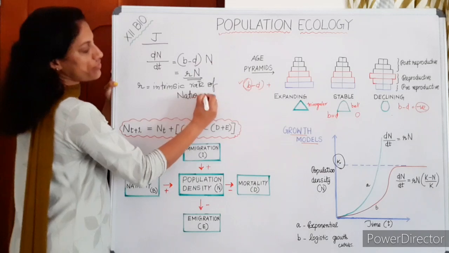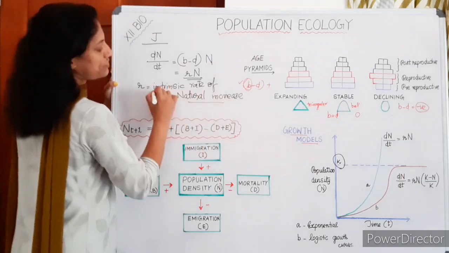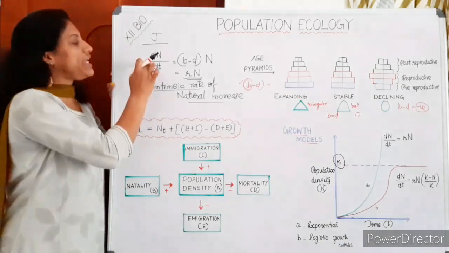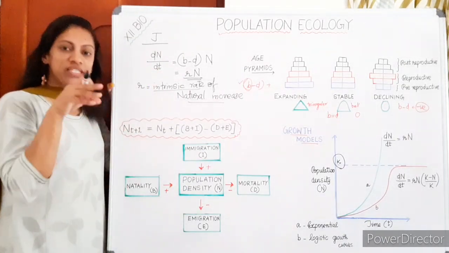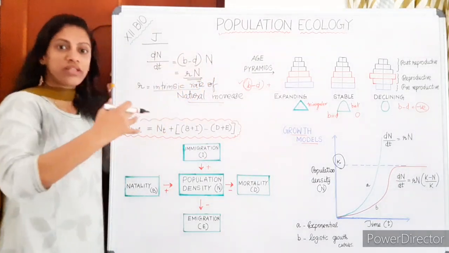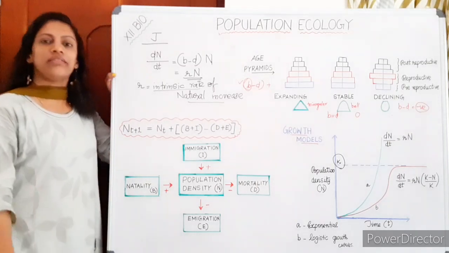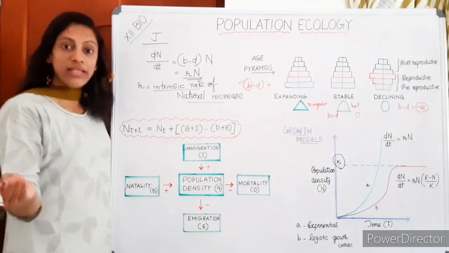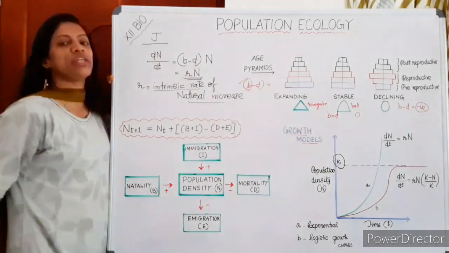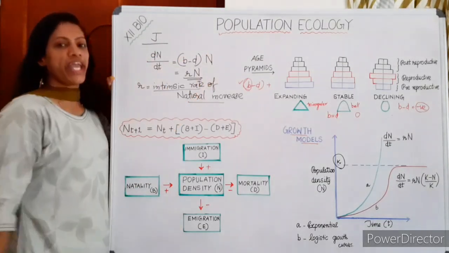So this is the equation for what? J-shaped. So this is the equation for the J-shaped growth curve, dN by dt: the change in population density equals population density into B minus D, the birth rate minus death rate. Under natural conditions, immigration and emigration are not factors. Birth rate and death rate only we consider. So B minus D is the increase, birth rate minus death rate, into the initial population density. So dN by dt is equal to B minus D into N.